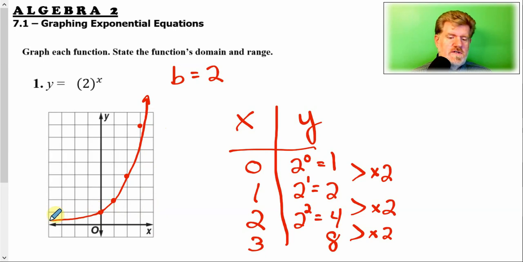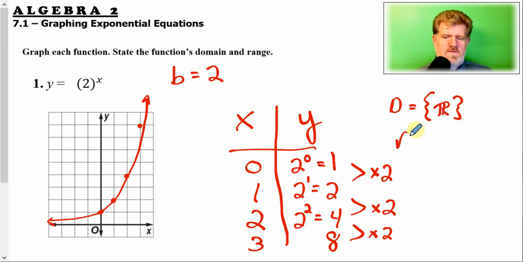Now, we saw in the video, this thing levels off at 0. It doesn't actually hit 0, but that's what it's getting close to. So our domain is everything. There's not an x value that's out of play. But the range has to be greater than 0. And for your standard equation of exponential functions, this is always true.